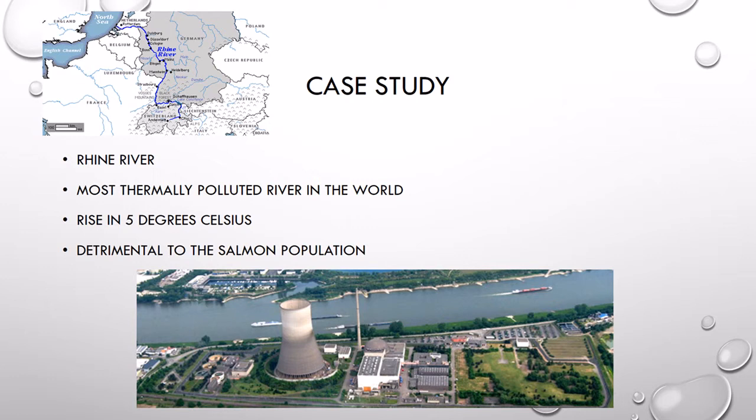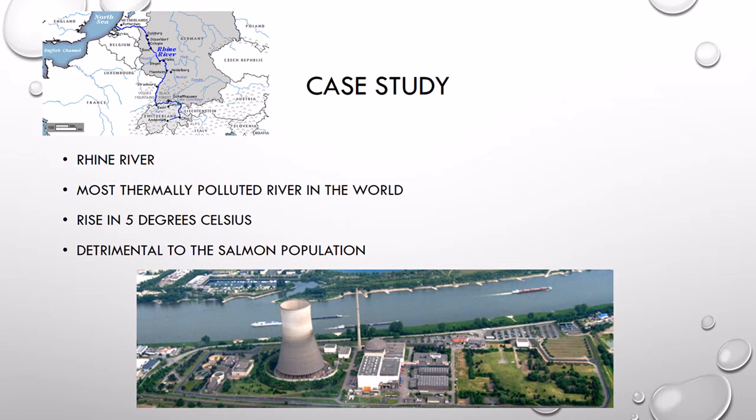A case study regarding thermal pollution surrounds the Rhine River. This river flows through Western Europe in Switzerland, France, and Germany. The Rhine River has recently been discovered to be the most thermally polluted river in the world. While the Mississippi River receives the most amount of heat emissions in the world, the Rhine River is the most affected by the heat emissions.